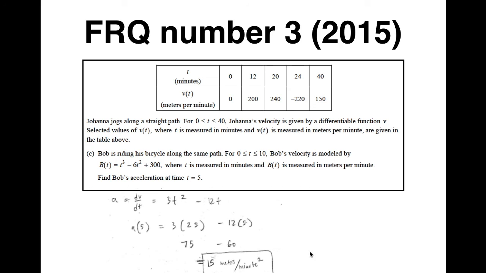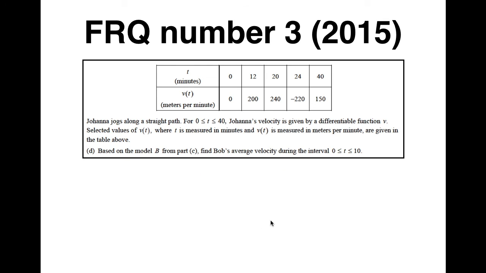The third student said that the acceleration is the derivative of the velocity. He, or she, found that correctly, then plugged in t equals 5 correctly, and that student also earned 2 points. So quite a good exercise for everybody here.